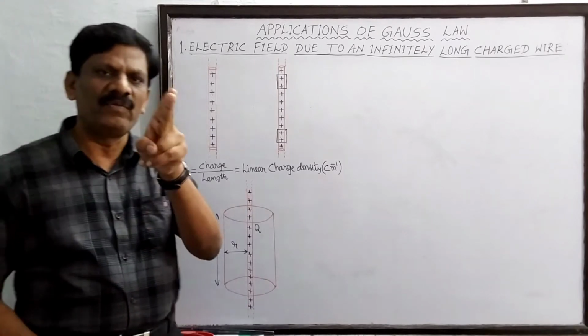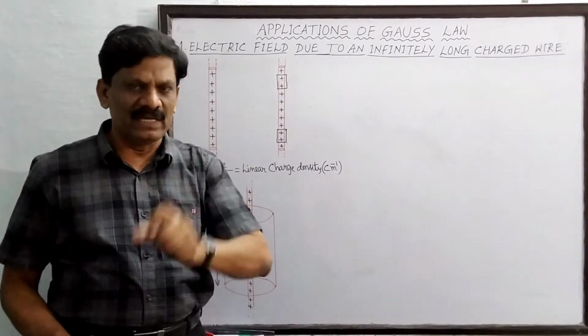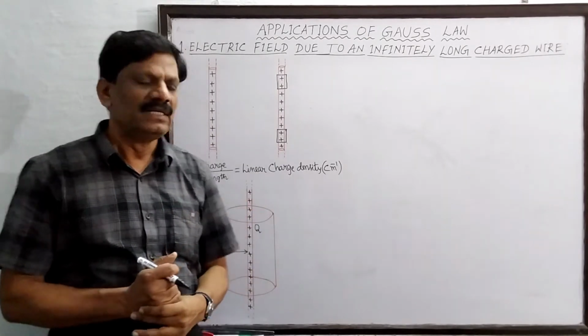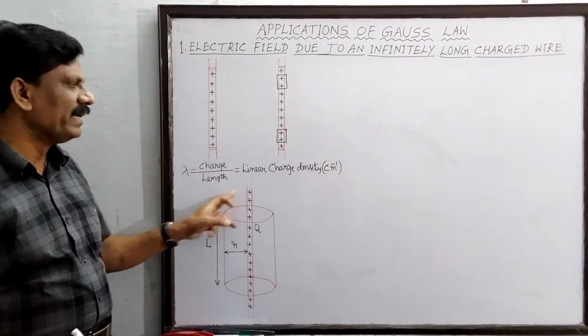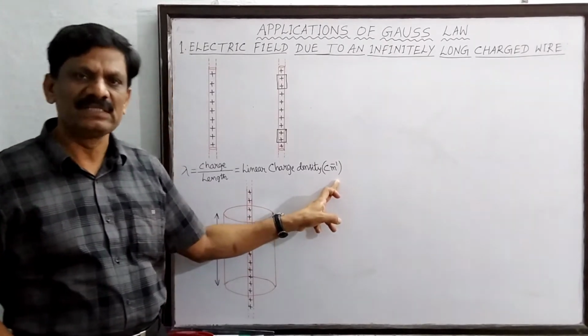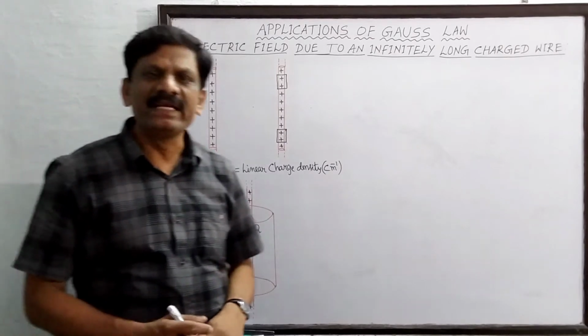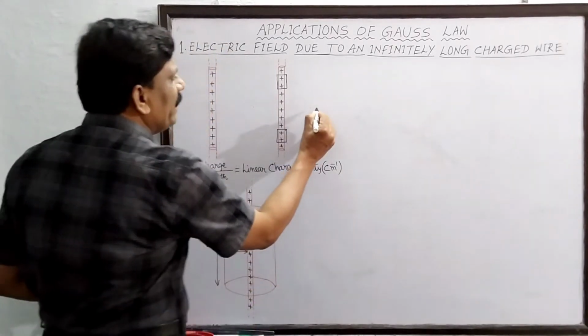So if you cut the wire at any portion and find the ratio of Q by L, it will be a constant. Since it is a charge by length, its unit is coulomb per meter. Okay, students? Now, I want to find the electric field at a point P, for example.